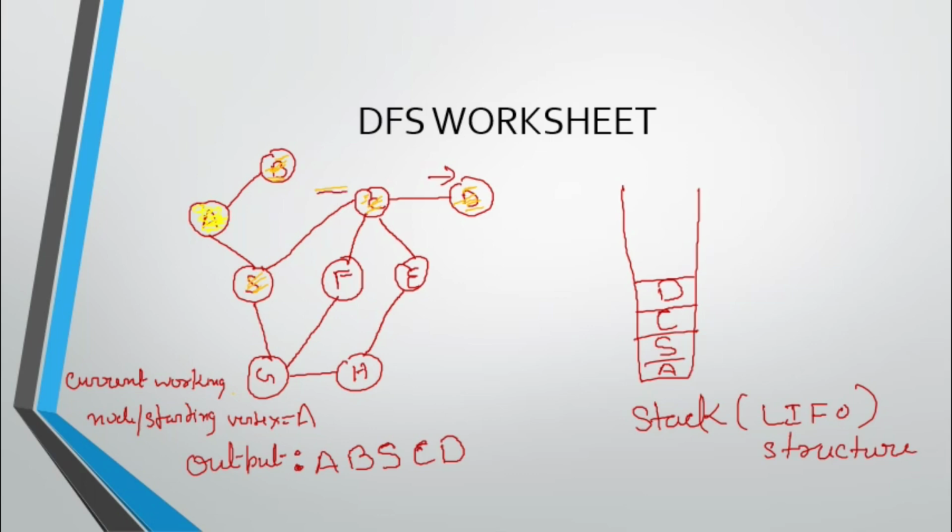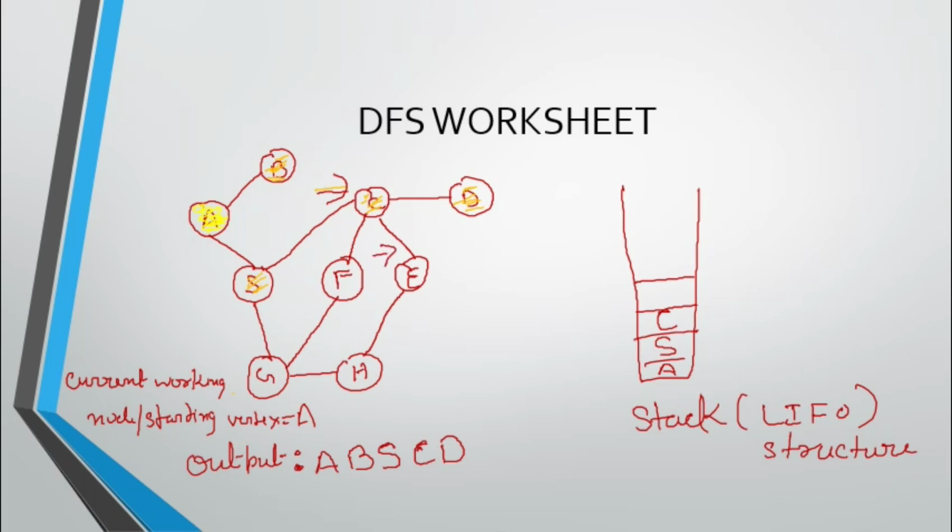When I come back to C, I remove D from the stack, and I also change the current working node here. Once again from C I can go to D, S and E. D and S are already visited, so I will go to E. From C to E I will go.